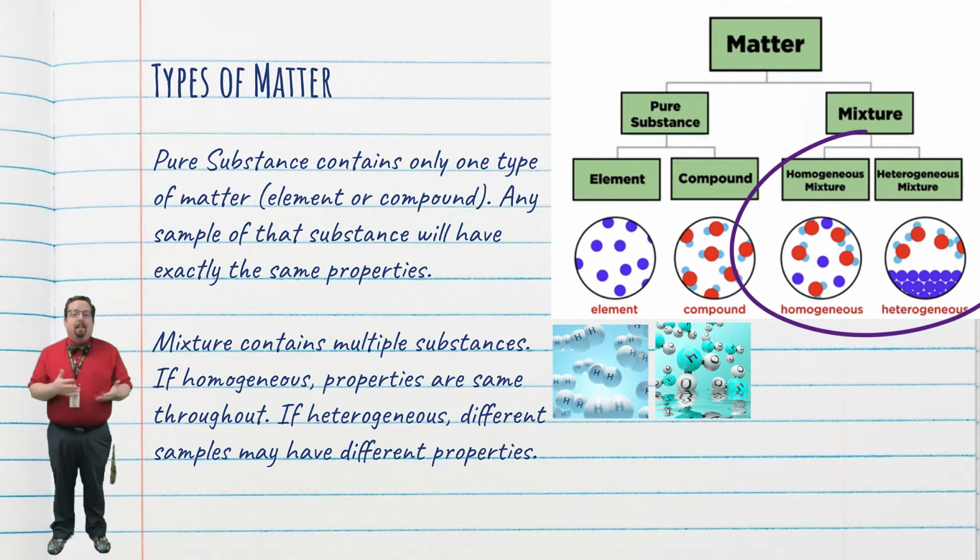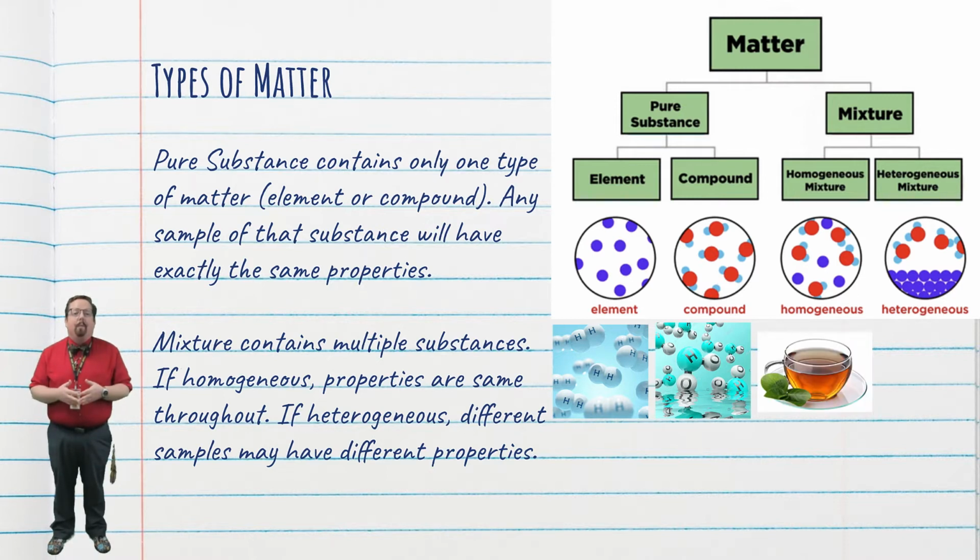A mixture has multiple substances mixed together. If those substances are evenly distributed throughout the mixture, it's considered homogeneous, and the properties we measure should be the same from any point in the mixture that we're measuring. If the substances in a mixture are not evenly distributed, different parts of the mixture will have different properties, so it's called a heterogeneous mixture.